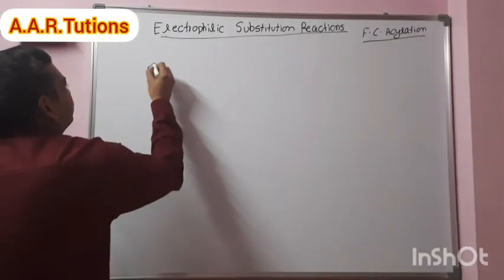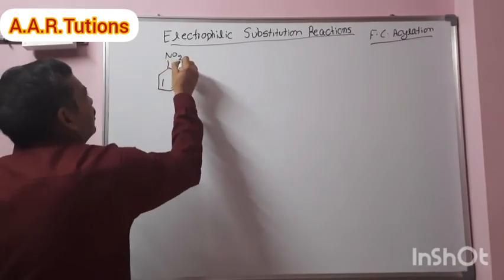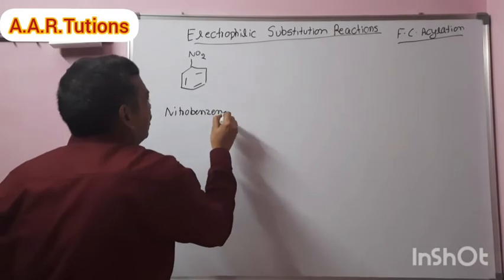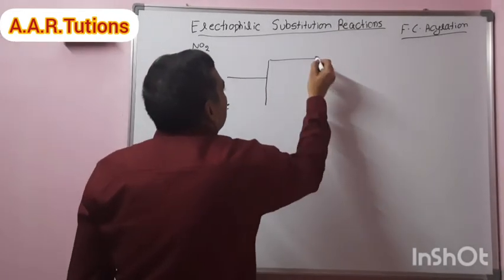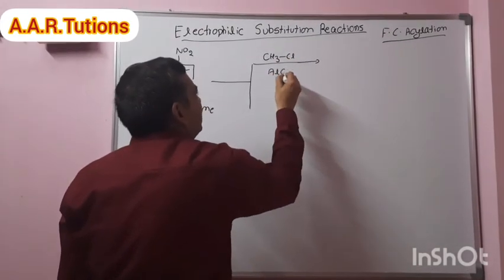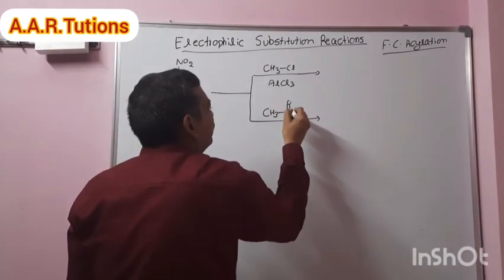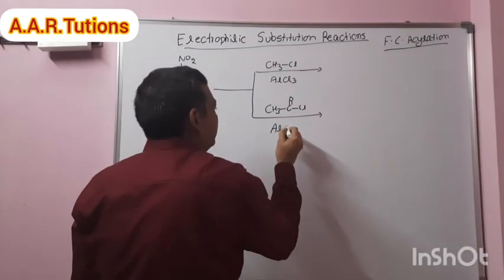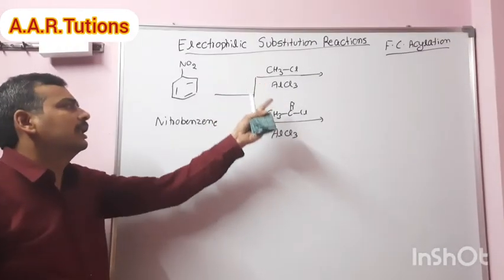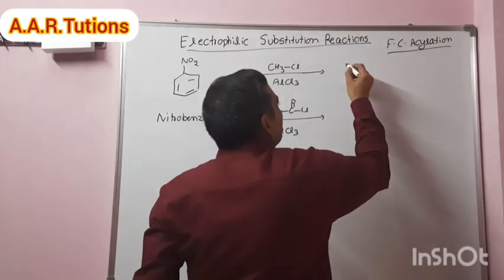Now, write the product formed when nitrobenzene undergoes Friedel-Crafts alkylation in the presence of AlCl3 and Friedel-Crafts acylation in the presence of AlCl3. Write the product formed when nitrobenzene reacts with an alkyl halide or acetyl halide in the presence of AlCl3. In both cases, no product.